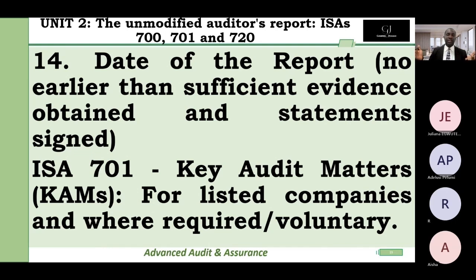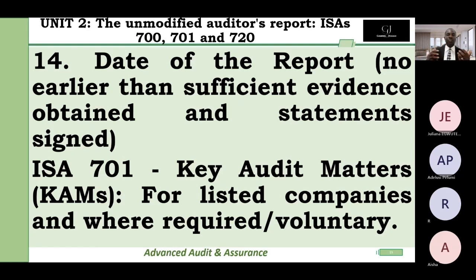After that, they date the audit report not earlier than the date they have obtained sufficient evidence for the statements they've signed. For example, if today is the 28th and we did the work on the 27th, that was the last evidence we had, so we are signing on the 28th.